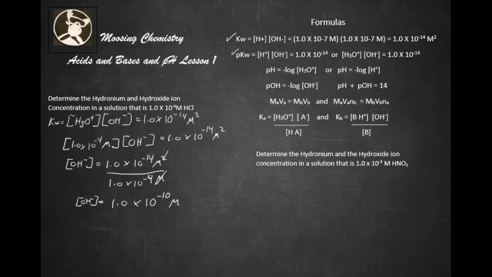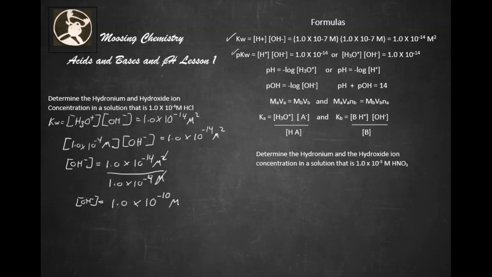Okay, let's look at the next problem. The next problem says, determine the hydronium and hydroxide ion concentration in a solution that is 1.0 times 10 to the negative 3rd molarity of nitric acid.